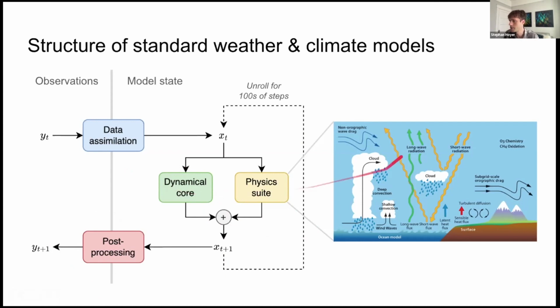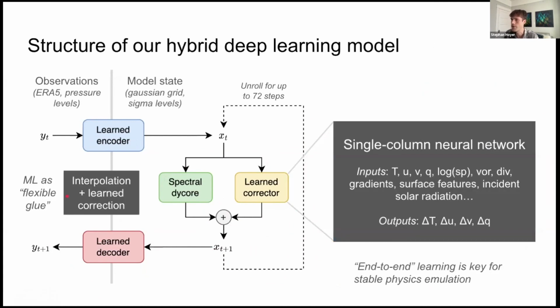And of course, these systems are incredibly complicated. There's a whole lot going on, especially in the physics. What we currently have, I'll show you. We take all the same components, except that we replace all the hard bits with something involving neural nets. So we have what we call an encoder model that goes from observations into the model state. We have what we call a corrector model that does the equivalent of the model physics. We have a decoder that does the equivalent of post-processing.